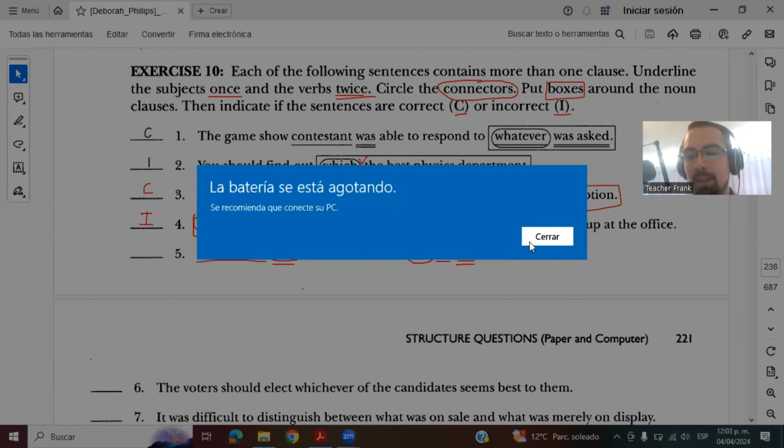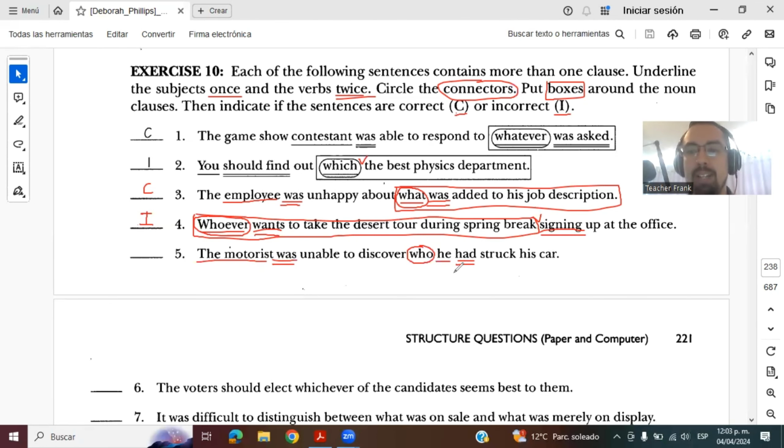So we gotta ask ourselves, do I have to have the he there or can I eliminate it? The motorist was unable to discover who he had struck his car, or who had struck his car. Who had struck his car, right? So in this case, we have to eliminate he because we're trying to see who had struck his car. It's kind of like passive. He was affected by the crash. So he was unable to discover.